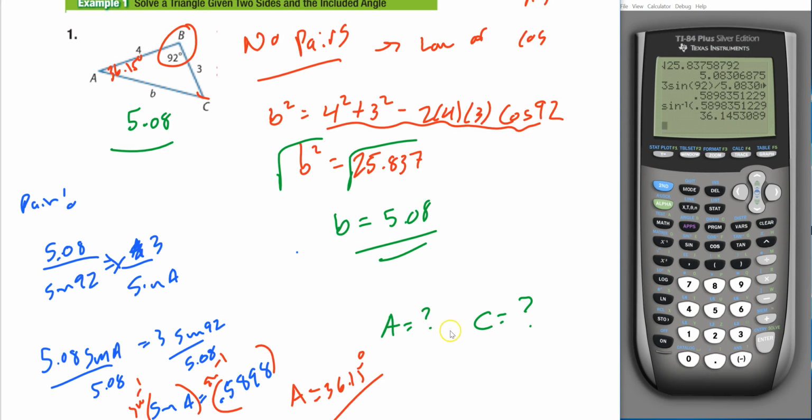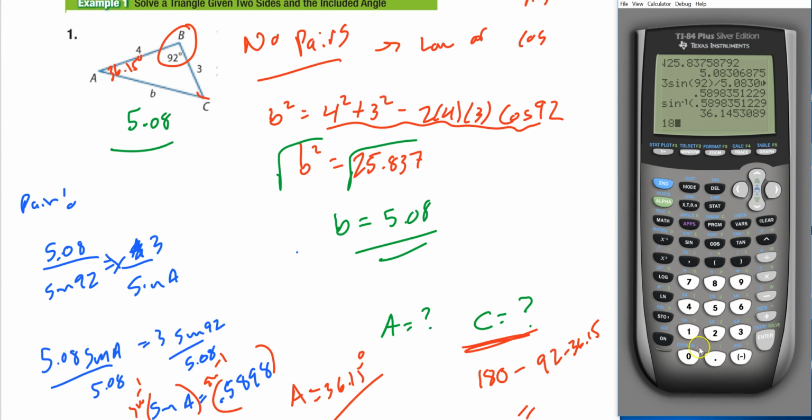Now, lucky for us, C is easy, right? We have two angles, so the missing angle is just 180 minus those two. No need to do law of sines or law of cosines again. Just do 180 minus 92 minus 36.15, and you're going to get 51.85. And there you go, that triangle solved.